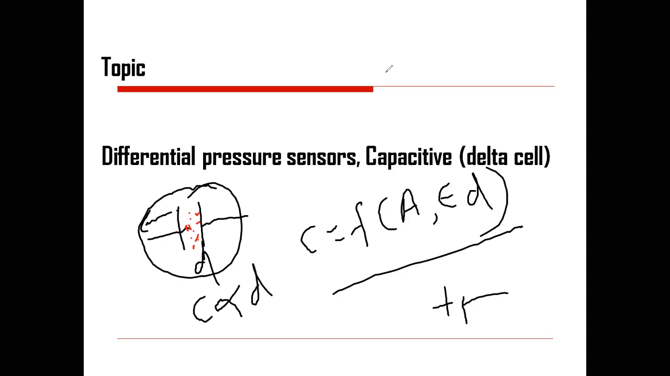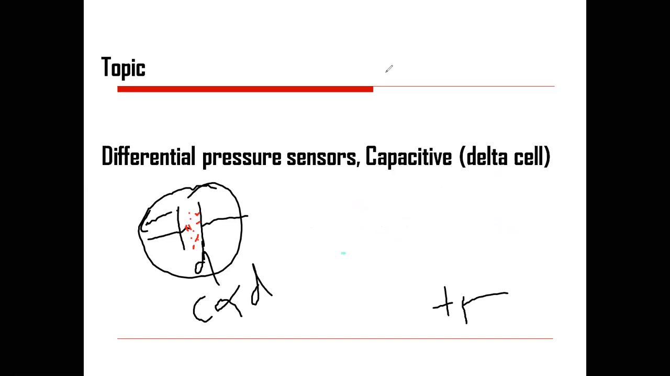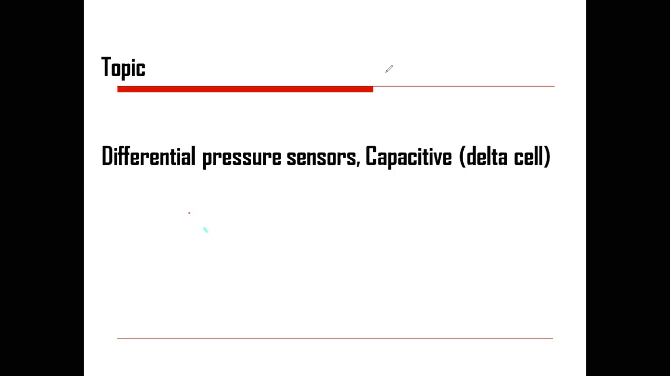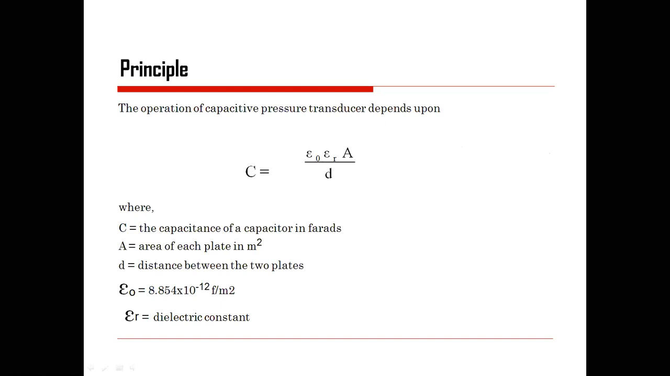So these are some of the basic working principles of the capacitor: when we apply pressure for this particular application, its capacitance is going to change, and how the capacitance is changing is what we are actually interested in seeing here. So how the differential pressure sensors are used, depending upon the capacitive or delta cell type, for the measurement of pressure at this particular point.